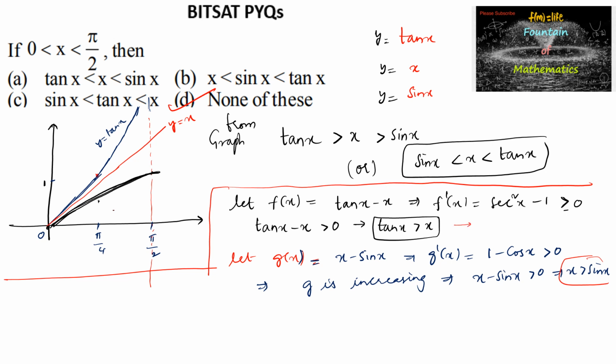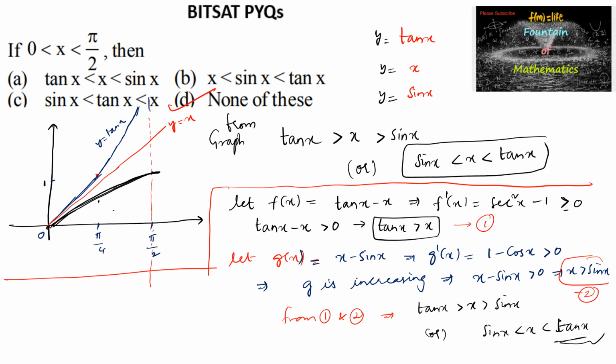So tan x is greater than x and x is greater than sin x from 1 and 2. From 1 and 2 we can write tan x is greater than x and x is greater than sin x, or sin x is smaller than x and x is smaller than tan x. So there is no option among A, B, C. So option D, none of this.